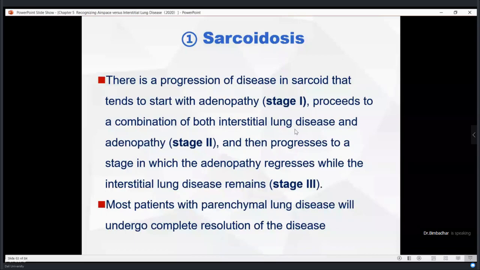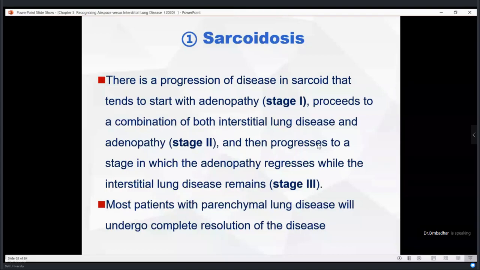And later on, after a few days, I take an X-ray once again, but this time I don't find any adenopathy, or the adenopathy has regressed, reduced, but still the patterns of the interstitial lung disease remain. So by this, I can understand that the patient has progressed to stage 3, and finally in stage 4, what I eventually find is that the patient has got complete pulmonary fibrosis. Okay, so this is what the staging is, but we need not get into the close details of this at this level.